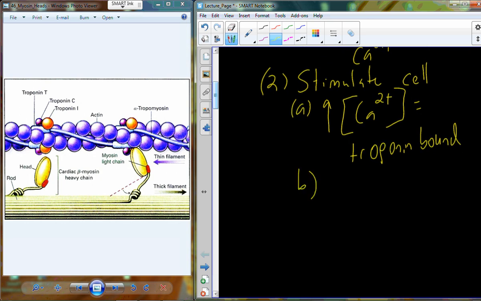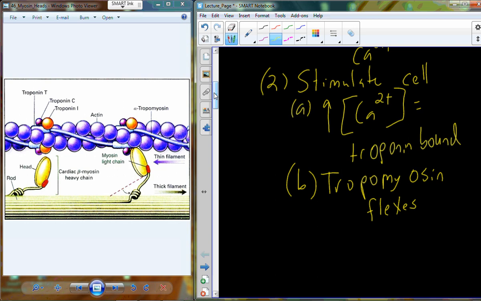Now, the shape and the function of troponin is to end up pulling on the tropomyosin to move the tropomyosin away from those binding sites. So ultimately, when troponin is bound by a high level of calcium in the cell, we result in a functional shift where tropomyosin is induced to flex. It flexes away from those active binding sites.